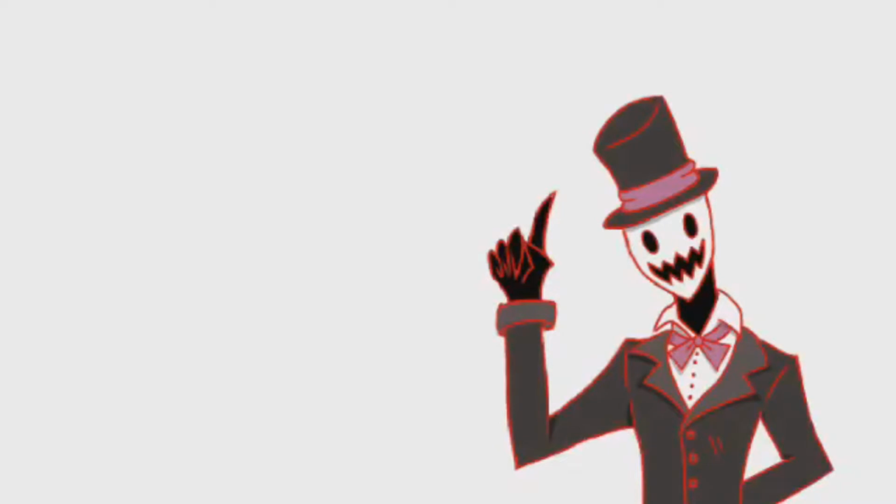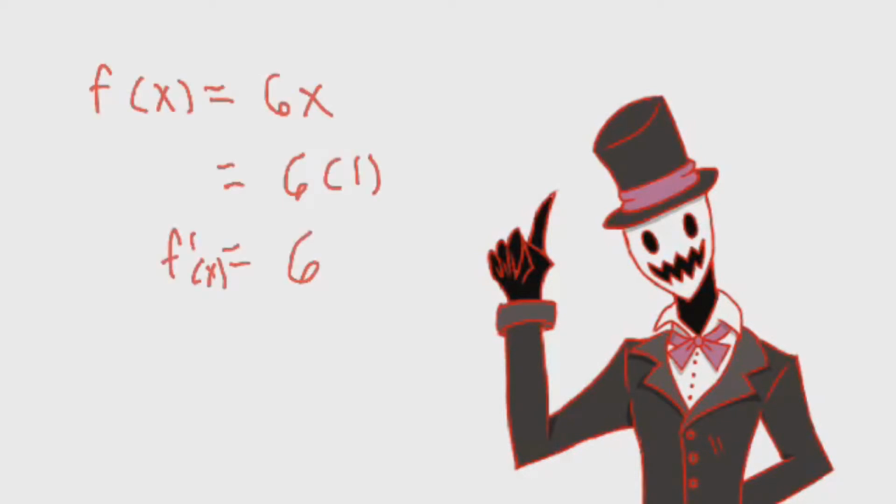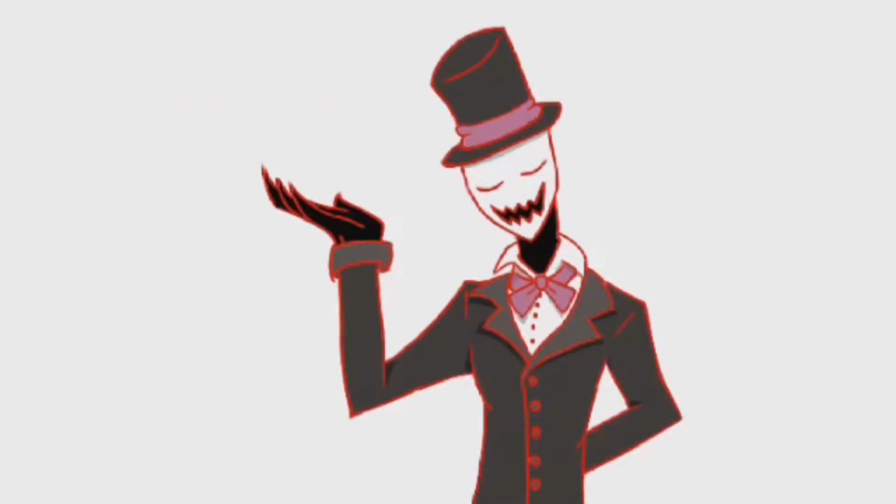Another thing to note is that the derivative of a function with a single variable, that variable, is equal to 1. So, the derivative of 6x is equal to 6 times 1, which is still 6. So now, let us go to the more complex rules, starting with constant times a function.